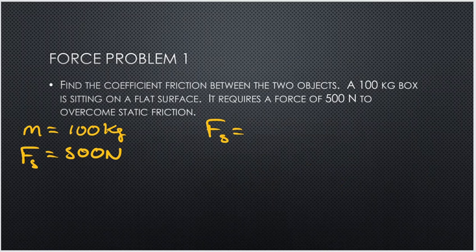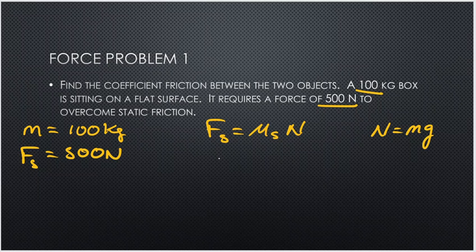Okay, so to start off this problem and save us some time, I've read through the problem. It tells us that there's a 100 kilogram box sitting on a flat surface and it requires a force of 500 newtons to overcome static friction. So I've made a list of the given information. Now I'm going to start writing my equation. Static frictional force is equal to mu of static friction times N. Remember, the normal force is mass times gravity.